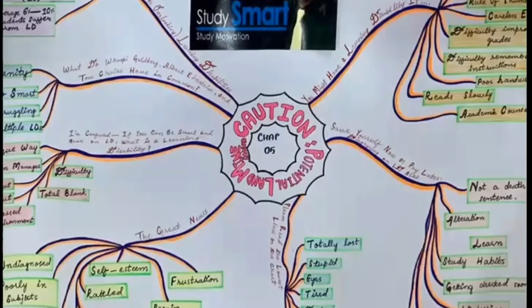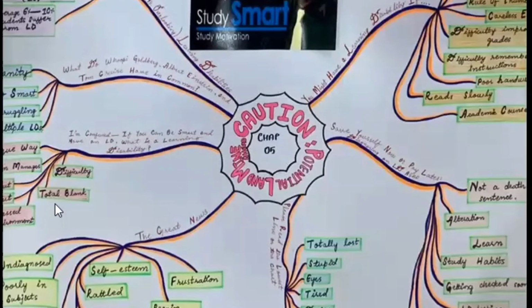The third topic of this chapter is I Am Confused. If you can be smart and have a learning disability, what is a learning disability? This topic describes a learning disability as a unique way that the brain manages the input or output process. Some common learning disabilities are aphasia, dyscalculia, dysgraphia, dysphasia, attention deficit hyperactivity disorder, and so on.